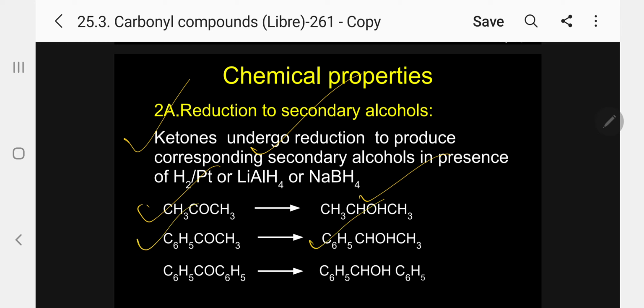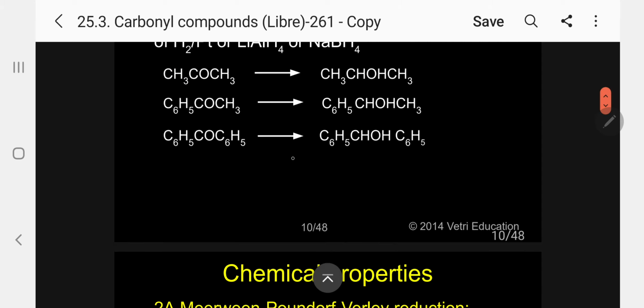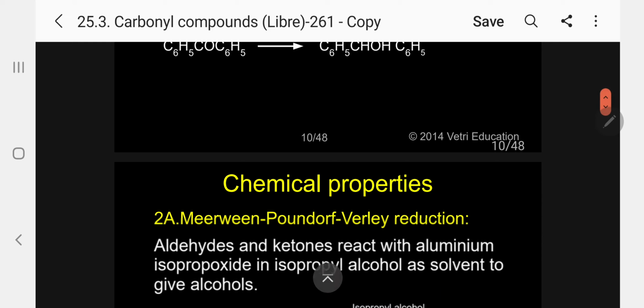Acetophenone gives on reduction methyl phenyl carbinol. Benzophenone on reduction gives diphenyl carbinol, common name. Kindly follow, this is the most important. These are all secondary alcohols. Please follow. So the conclusion is, if you take an aldehyde, primary alcohol; if you take a ketone, secondary alcohol.